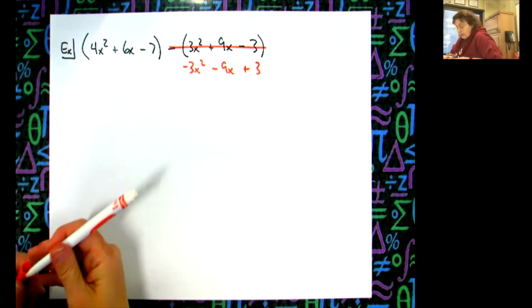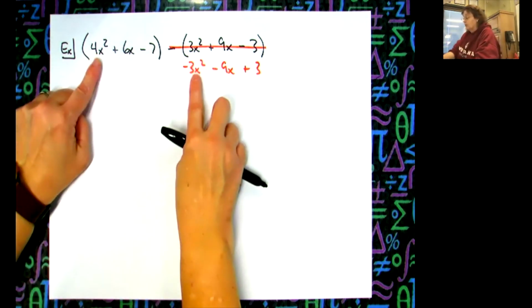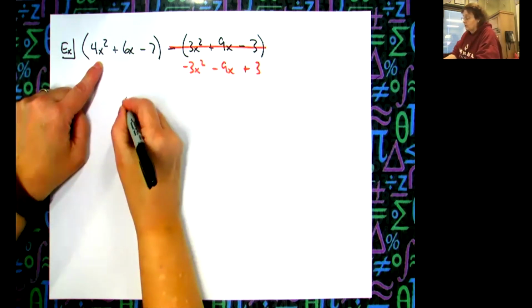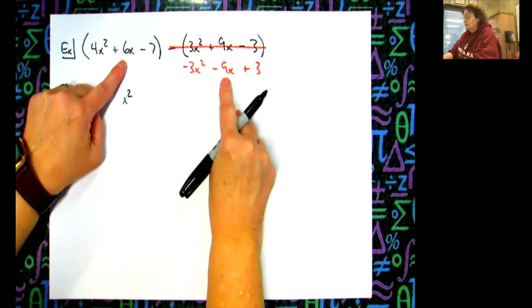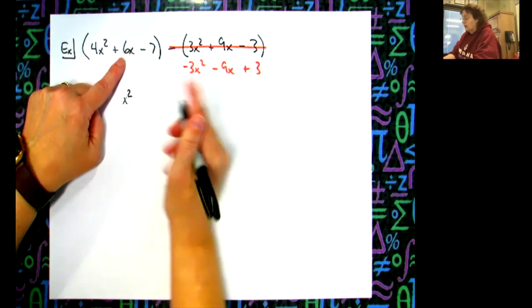Okay, most of you are going to be able to do this in your head, but if you write it down, you're definitely not going to make a silly mistake. All right, go through, combine like terms. 4x squared minus 3x squared is just going to give me an x squared. 6x minus 9x, okay, it's going to give me a -3x.